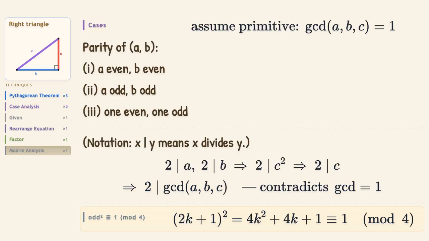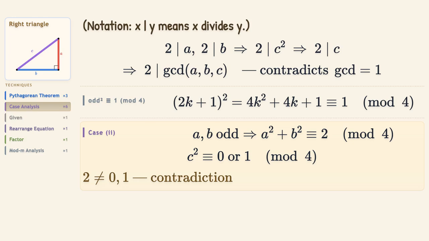Before the second case, recall the following identity. Any odd integer equals 2k plus 1, squaring and expanding, 4k squared plus 4k plus 1, reducing mod 4, only the 1 remains. So every odd square is congruent to 1 mod 4. Now assume both integer a and b are odd. Then integer a squared and b squared are each 1 mod 4, so their sum is 2 mod 4. But c squared can only be 0 mod 4 if c is even, or 1 mod 4 if c is odd. 2 is neither. Contradiction. So the both odd case is also ruled out.